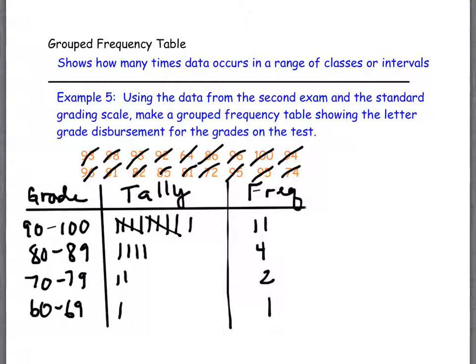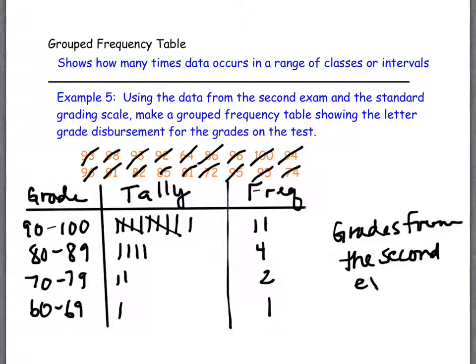That's all you're doing. It does need a title, though, just like all the rest of them. So what is this? You got it. Grades from the second exam. Simple enough? All right, we'll stop there.